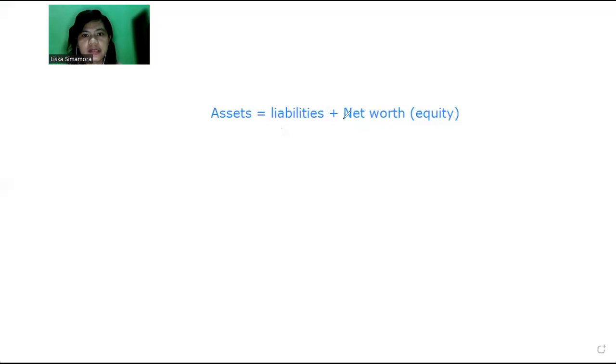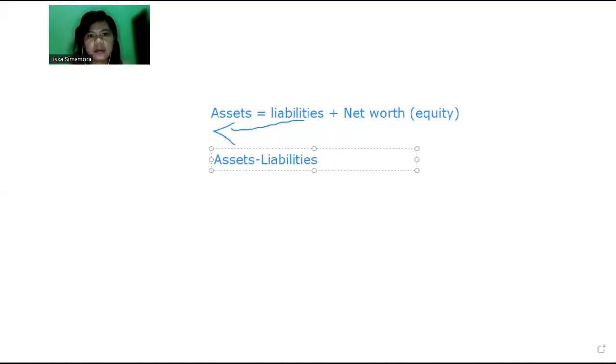So here, this one, liabilities, move to the left, so it becomes assets minus liabilities. So that we call net worth. Okay, so that is how they define the net worth. Net worth is the difference between the value of asset and the liabilities. So you can just define them according to the formula.